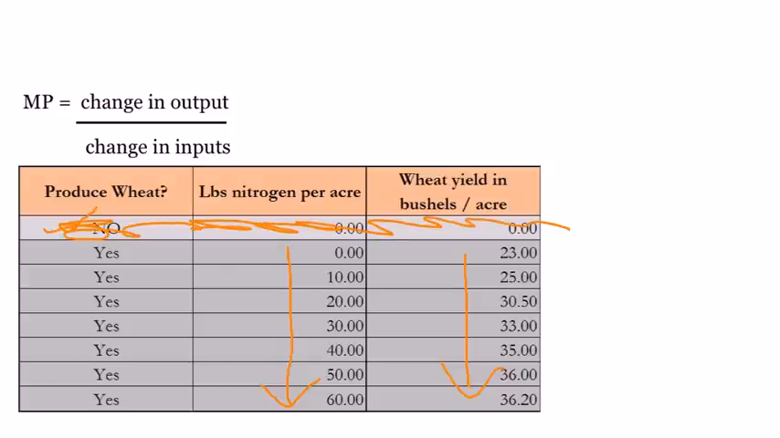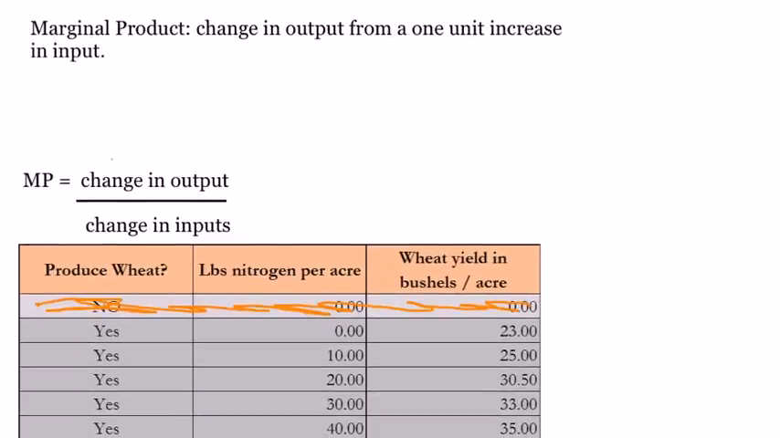What we want to look at is, as we put more nitrogen, we want to ask how much more yield do we get. And let's recall our definition of marginal product, which is the change in output. Output here is yield, because that's what we're producing, from a 1 unit increase in input. Here our input is nitrogen fertilizer.